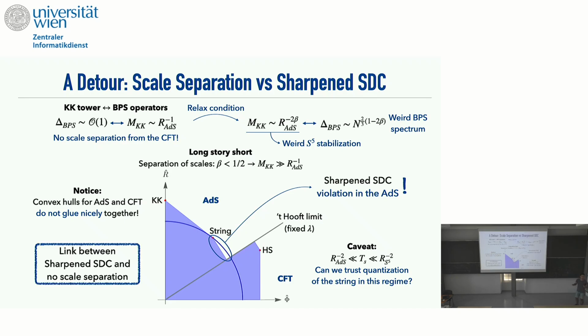All in all, what I wanted to show with this detour is that there seems to be some nice link between the sharpened distance conjecture and no separation of scales, which is something to be explored.